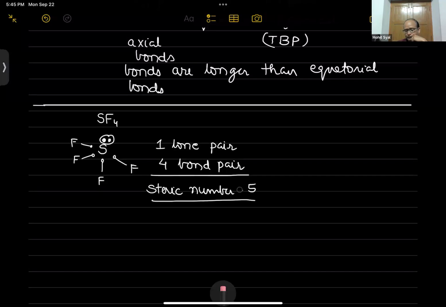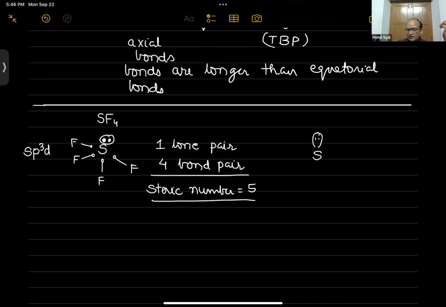So 5 of them. What is the ideal geometry for 5 groups? Just now we have seen trigonal bipyramidal. Now where should I keep the lone pair? Either at the axial or the equatorial position. The hybridization is sp3d. Got it?